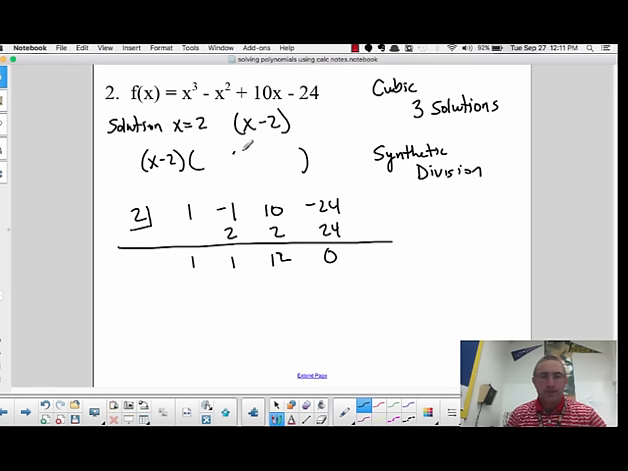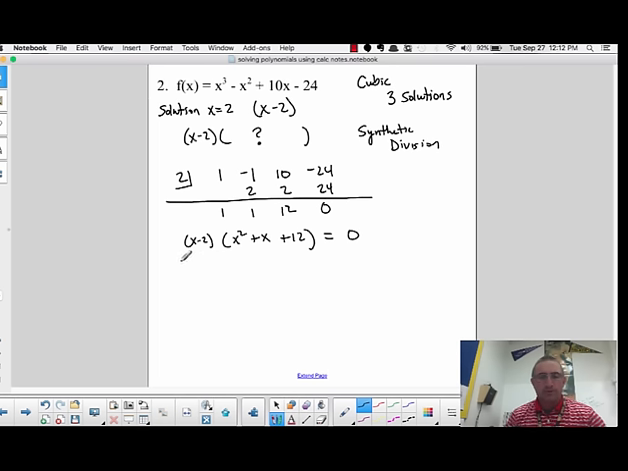Okay? Again, the goal was to figure out what quadratic goes in there. Well, here I have it. I now know it's x minus 2 times x squared plus x plus 12. That all equals 0. Okay? So one of my solutions I already know is x equals 2. After I do the synthetic division, I'm now going to use the quadratic formula to solve this quadratic. All right, here we go.